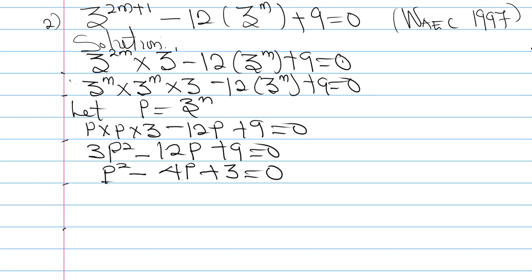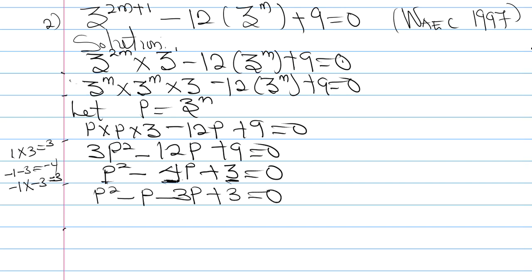Here the coefficient of p squared is 1, and the constant number is 3. The middle number is minus 4p, but I want to consider the coefficient of p, which is minus 4. I need to remember that when you multiply the numbers, you must get 3, and when you add them, you must get minus 4. Minus 1 minus 3 is minus 4, and minus 1 times minus 3 is 3. So p squared minus p minus 3p plus 3 equal to 0.